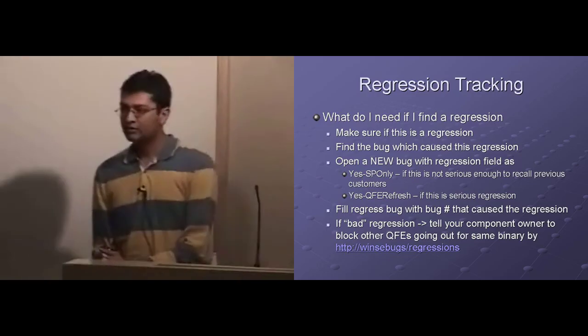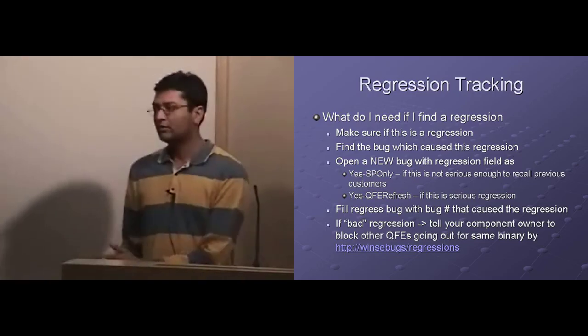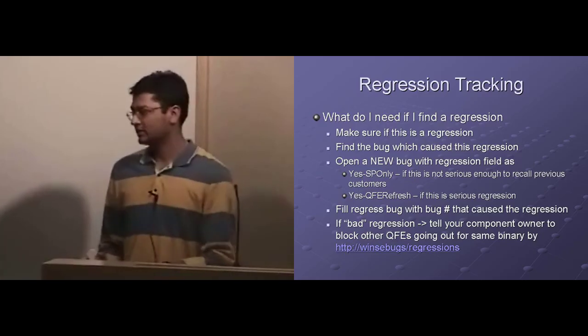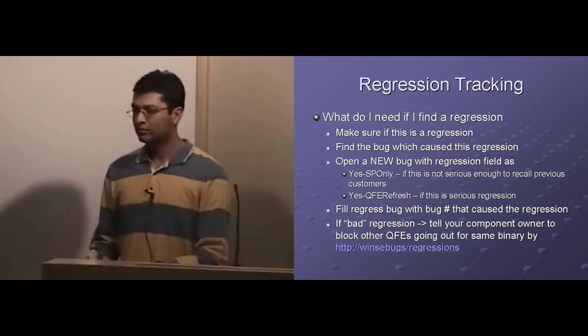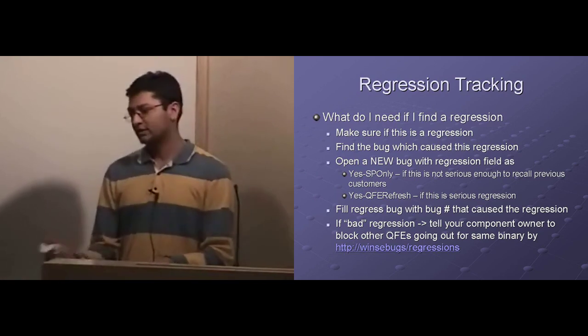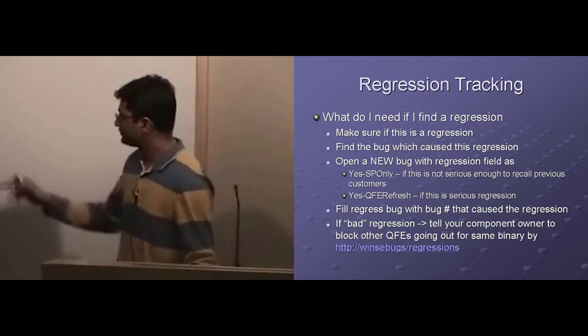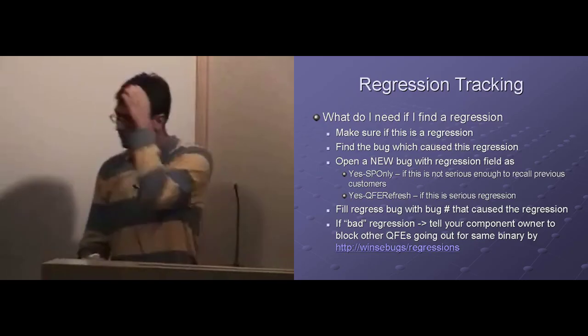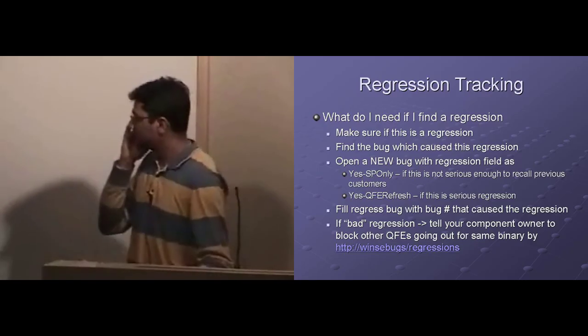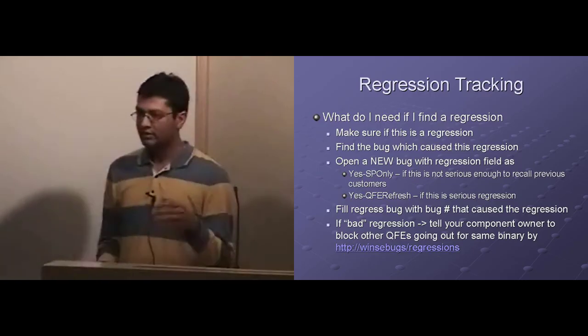So the first step when we look at a bug is to ask, is it a regression or not? In Product Studio, we have a separate field called regression. We may say yes, no, or from down level OS, and then we also have a category called yes SP only and yes KFE refresh. This might be really confusing for people who don't understand how this process works.